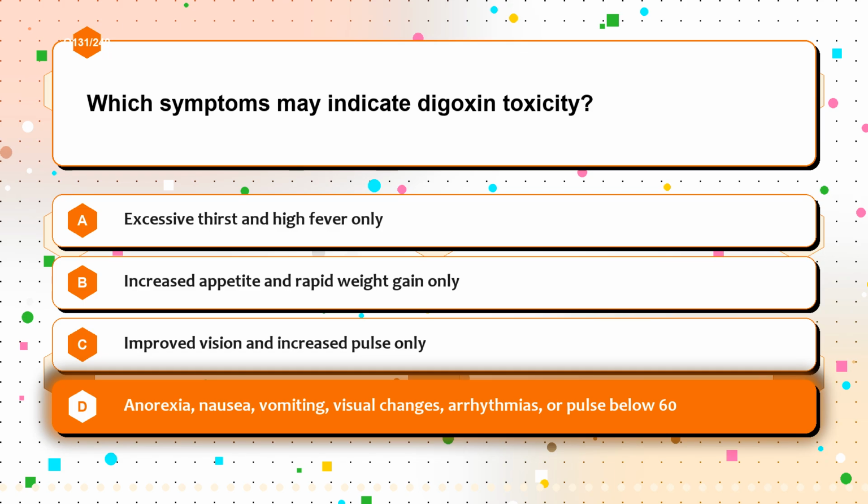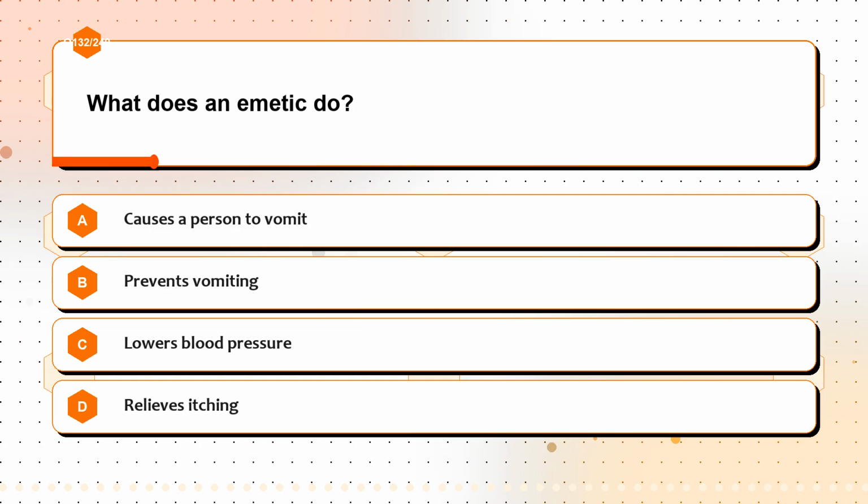The correct answer is option D, anorexia, nausea, vomiting, visual changes, arrhythmias, or pulse below 60. Question 132. What does an emetic do? Here are the options. Option A, causes a person to vomit. Option B, prevents vomiting. Option C, lowers blood pressure. Option D, relieves itching.